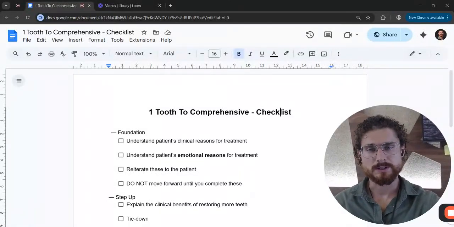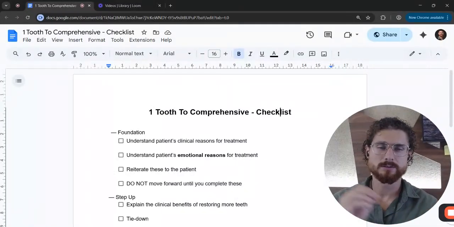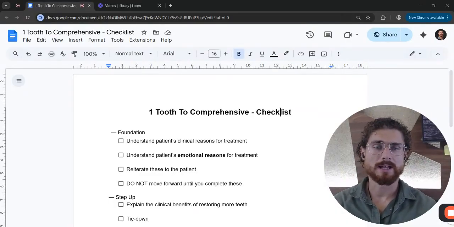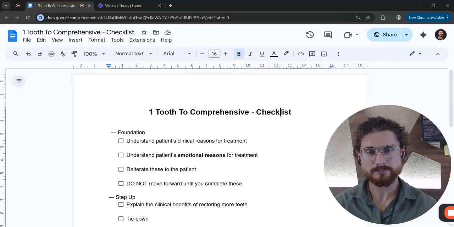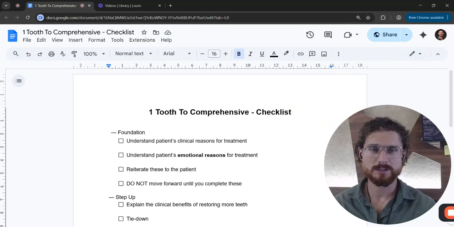Okay, so in today's training, we are going to go over how to go from a small case to a big case, or maybe a patient that's come in just for a cleaning, and how to accelerate this patient into a higher level of treatment. I call this one tooth to comprehensive, but there's many different applications. Ultimately, the goal here is to help you take patients who need a higher level of treatment, get them interested, get them sold, and get them signing the treatment plan so they can move forward on that case.